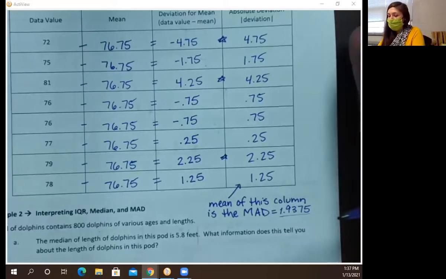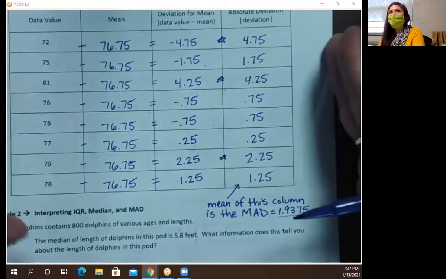Questions on that example 2 problem up at the top.